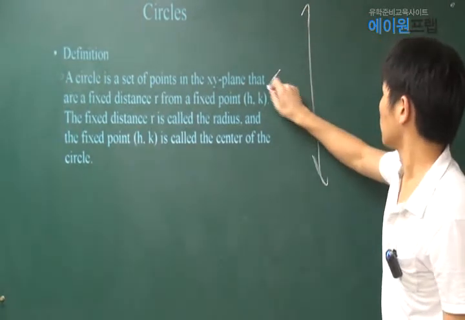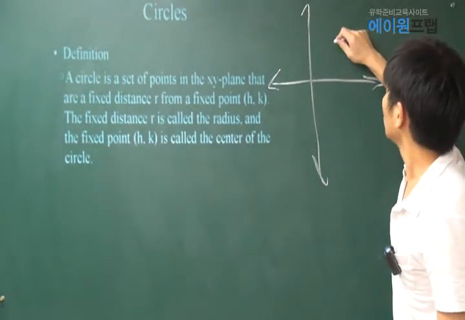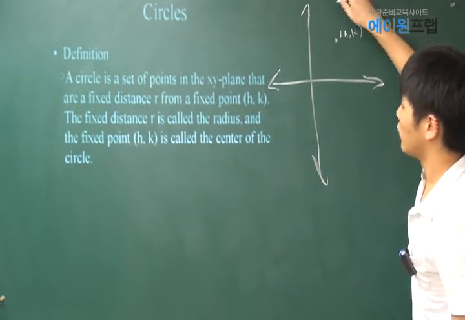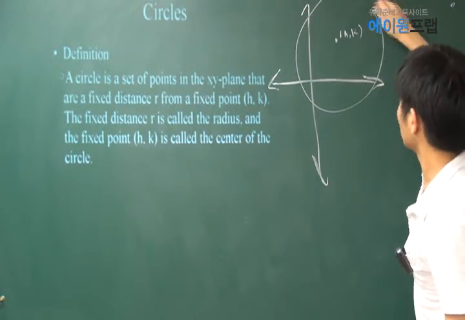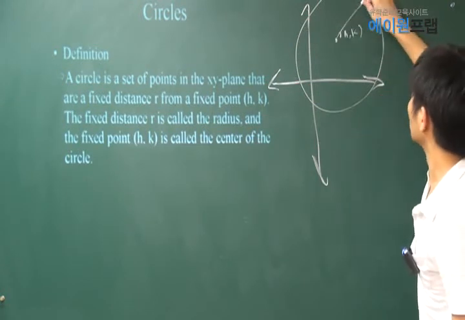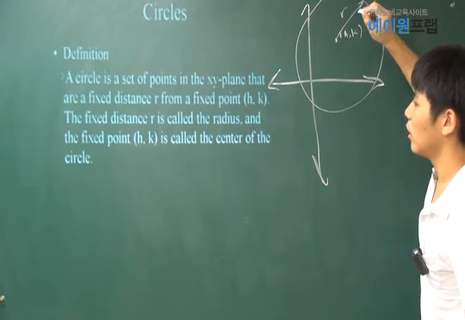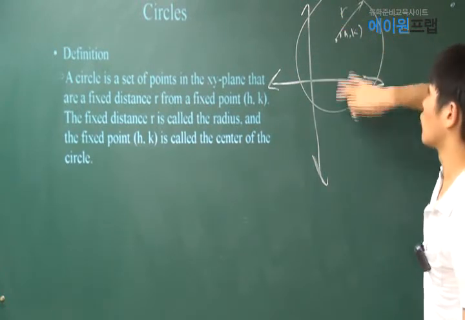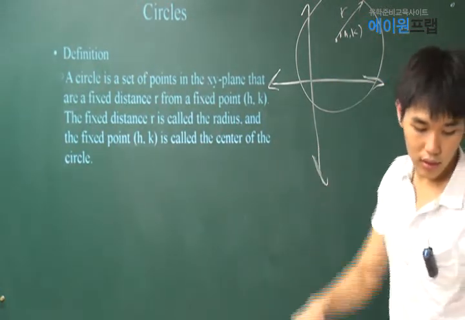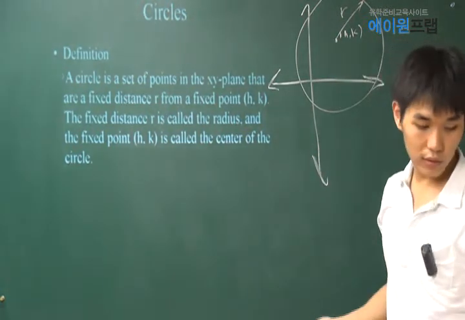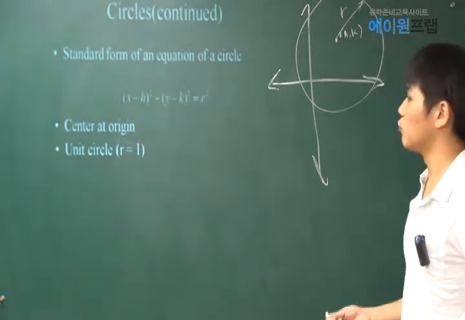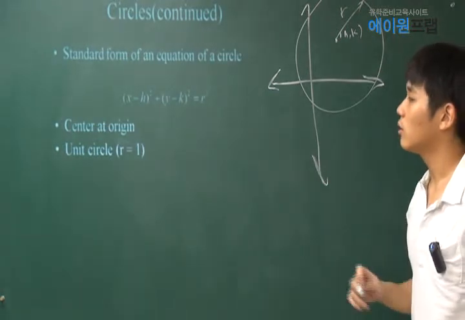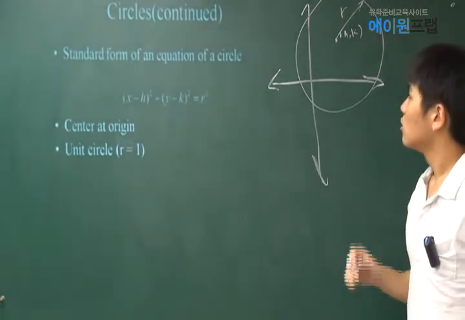Let me show you. Hopefully you all know what circles are. If I have a point (h, k) here, and I draw a circle, the radius would be r. This is what is called a circle: the same distance around one point. So how do we write this in terms of an equation? The circle form is written as (x minus h) squared plus (y minus k) squared equals r squared. So what does that mean?